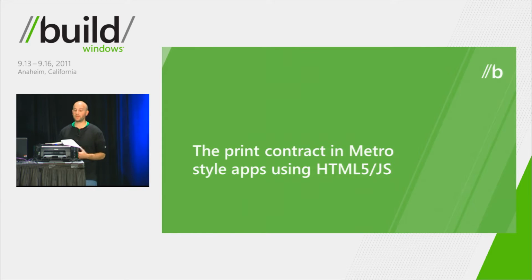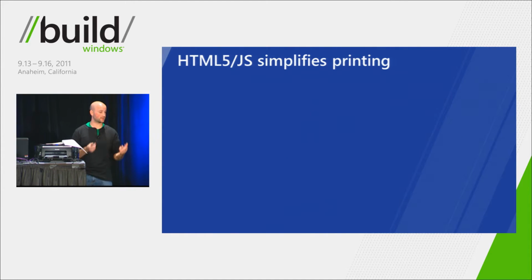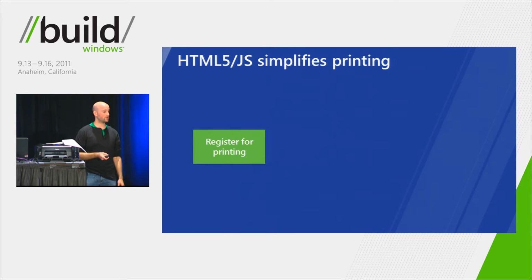So now that you know a bit about how the pieces work, let's jump into Metro-style apps that use HTML5, JavaScript, and CSS. So how to use the print contract in your Metro-style app using HTML and JavaScript? Well, it all starts with registering for the contract with the print manager. This tells Windows that you have something that you want to print. Now, you don't have to tell Windows exactly what you need to print at this point. You just need to let it know that you can print.